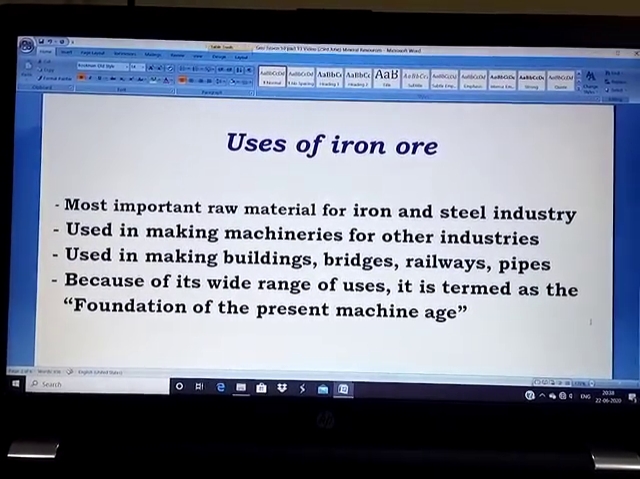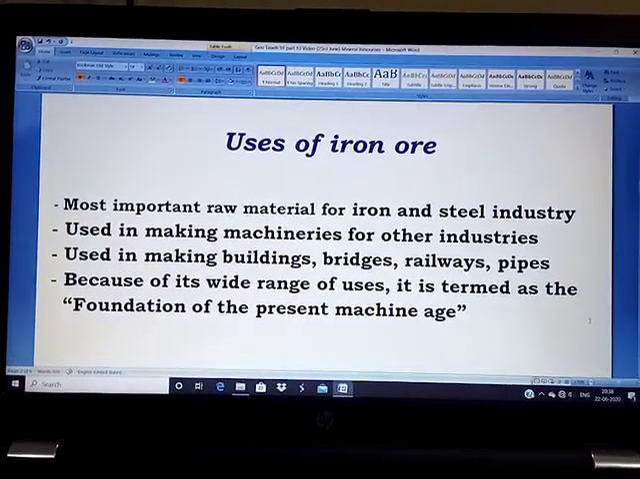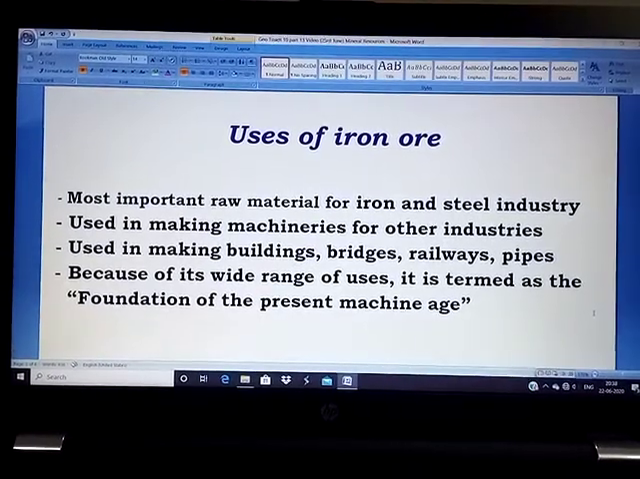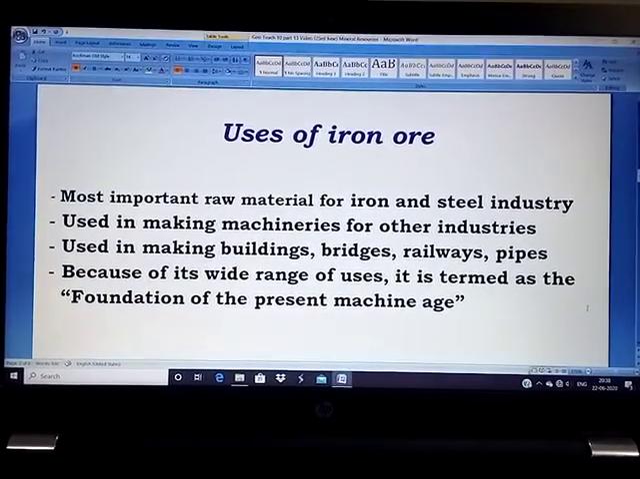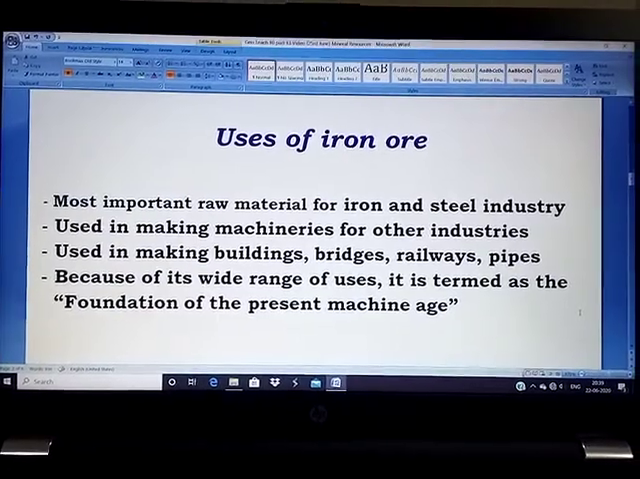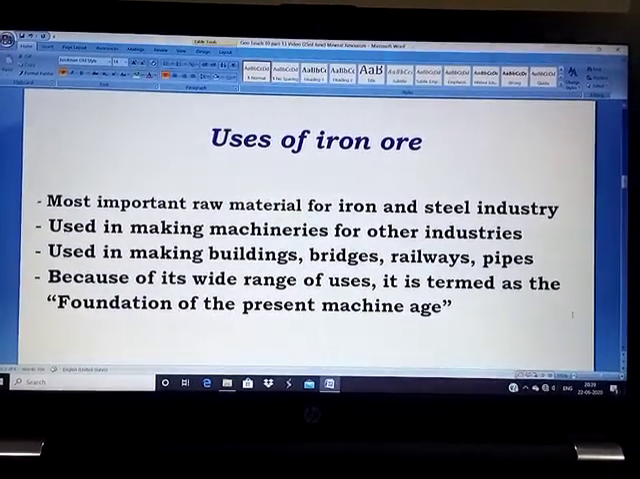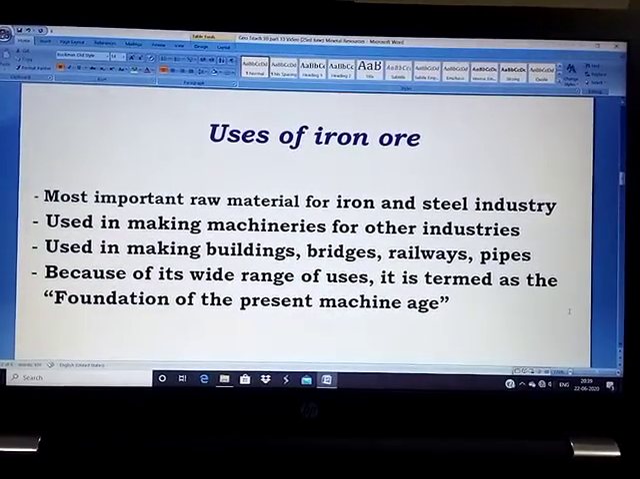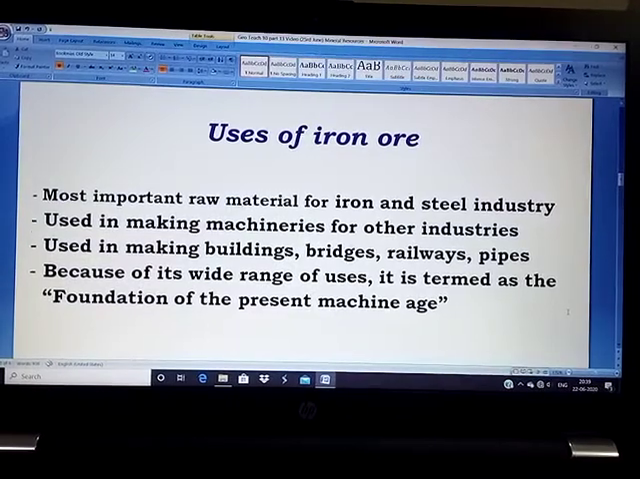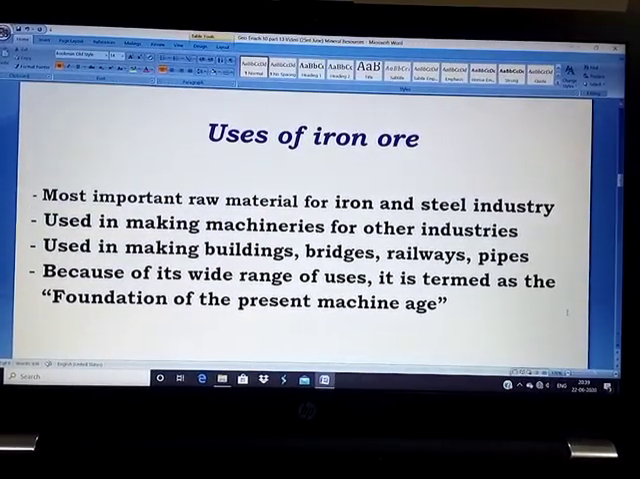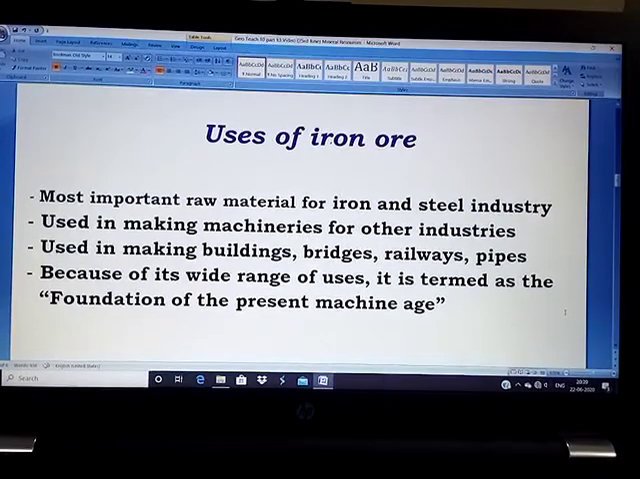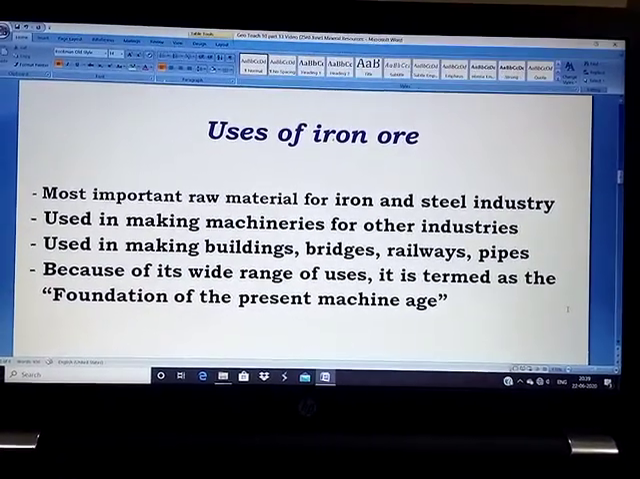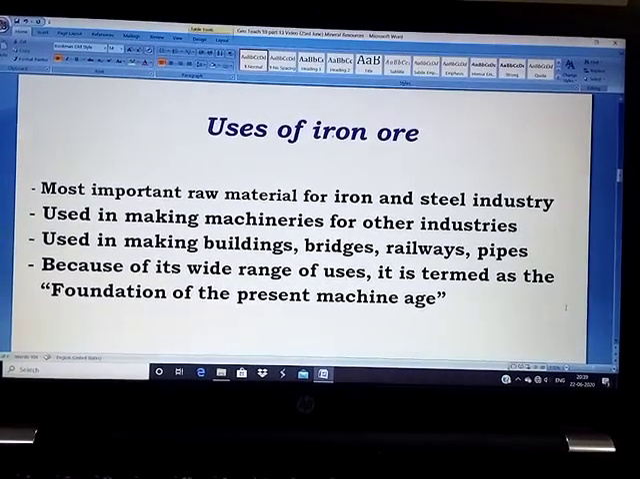Iron ore is used in making machineries for other industries, means from iron or steel, and that iron and steel is used for making many types of machineries for so many other types of industries. You know that any industry cannot be run without machineries, and these machineries are very much dependent for their raw material on iron ore. It's used in making buildings, bridges, railways, pipes, and because of its wide range of uses, it is also termed as the foundation of the present machine age.